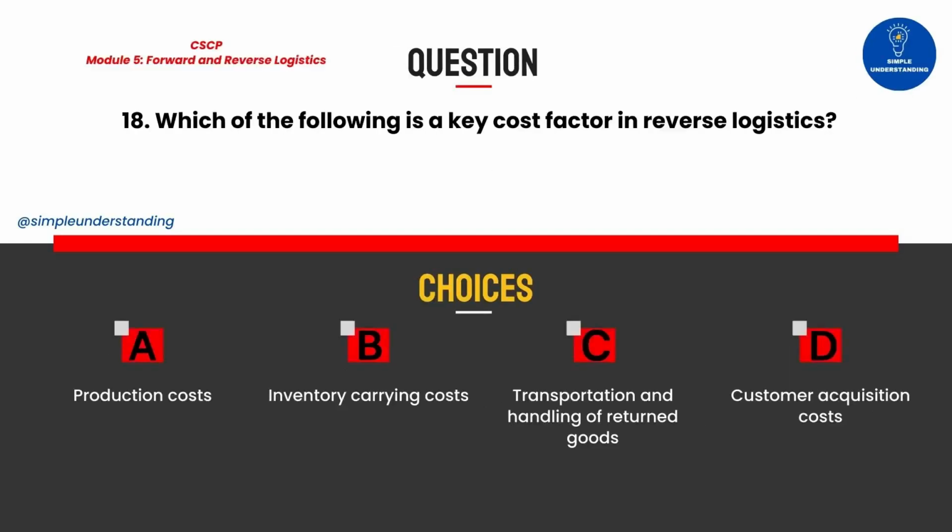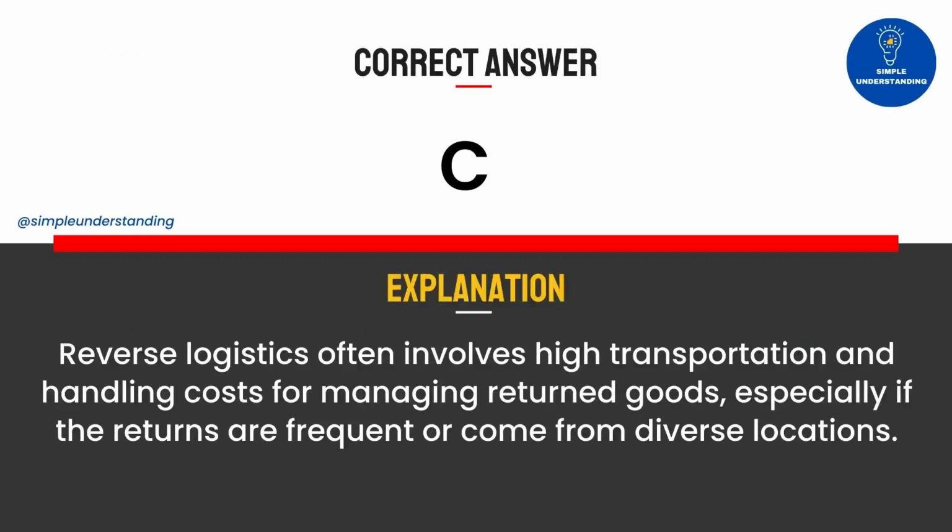18. Which of the following is a key cost factor in reverse logistics? A. Production costs. B. Inventory carrying costs. C. Transportation and handling of returned goods. D. Customer acquisition costs. Correct answer, C. Explanation. Reverse logistics often involves high transportation and handling costs for managing returned goods, especially if the returns are frequent or come from diverse locations.